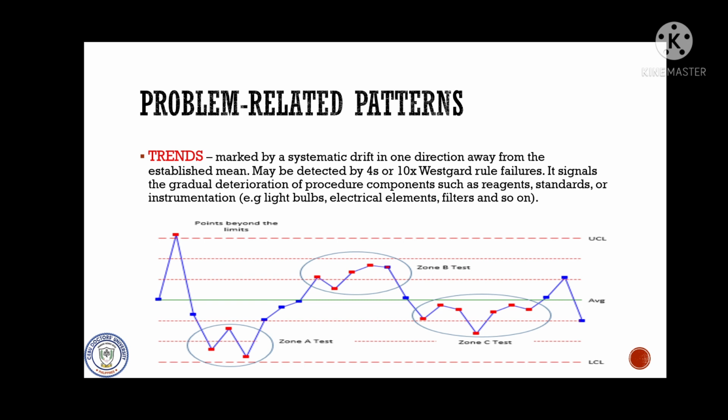One of the three problem-related patterns is trends. Trends are marked by a systematic drift in one direction away from the established mean. Trends may be detected by 4-1s or 10x Westgard rule failures. Trends signal the gradual deterioration of procedure components such as reagents, standards, or instrumentation, for example, the light bulbs, electrical elements, filters, and so on.